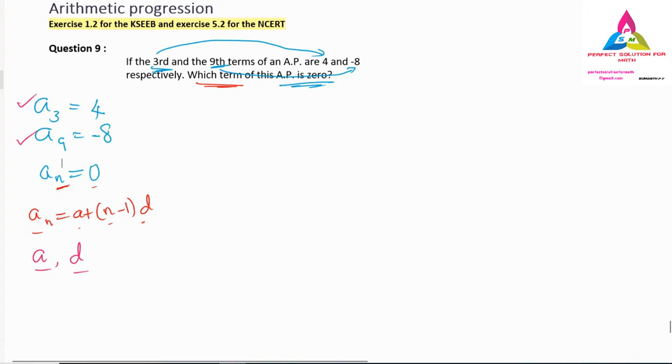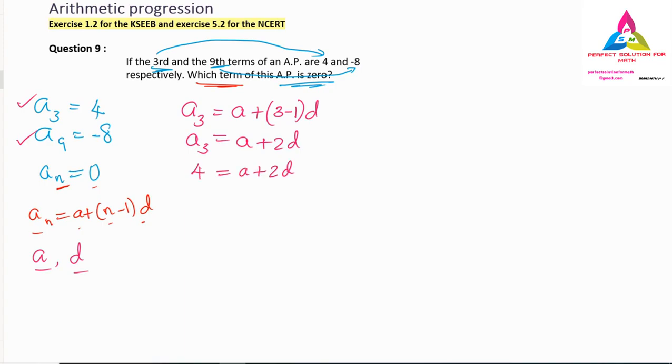So now you have to write A3 is equal to, what is the A3? A3 is nothing but a plus, by the formula n minus 1, that is 3 minus 1 into d. So A3 we can directly write down as a plus 2d. We know that the A3 value is 4, that is equal to a plus 2d. So here we can see that a is unknown and d is unknown. This is our equation 1. So we have to move on to the next equation.